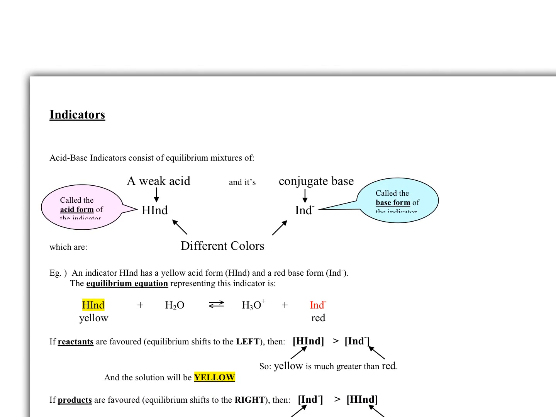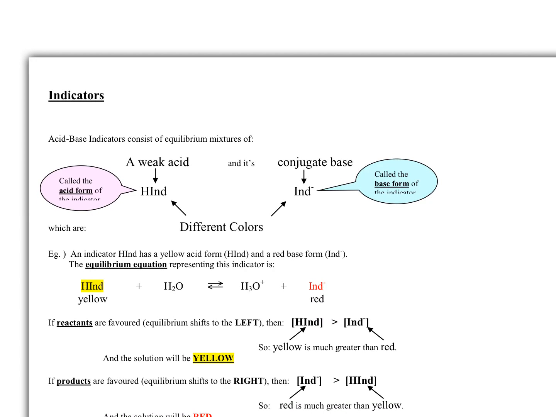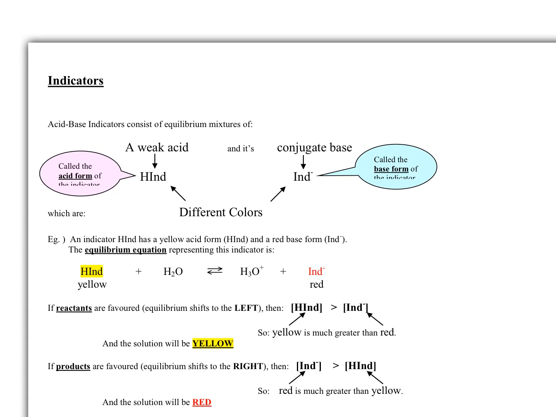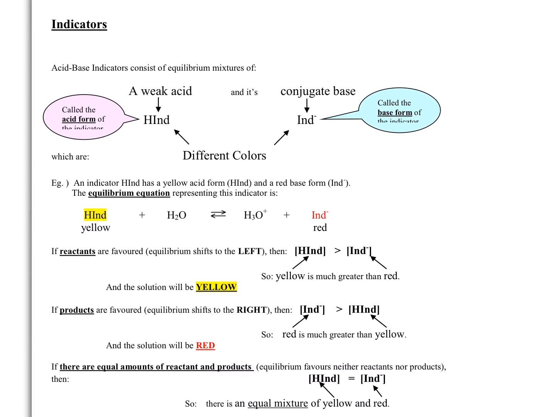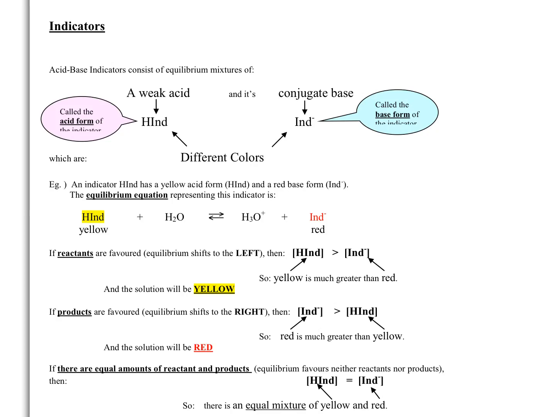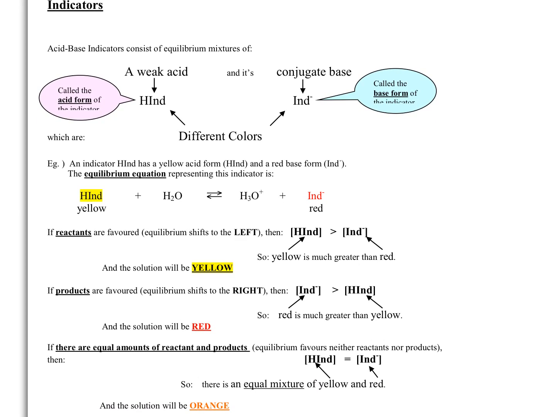If products are favored, then we're leaning towards this side, and therefore the concentration of the conjugate base form is greater than the acid form, and it looks red to me. If there are equal amounts of each, exactly equal in concentration, then we have an equal mixture of yellow and red visible to us. Therefore, the color we see is orange.